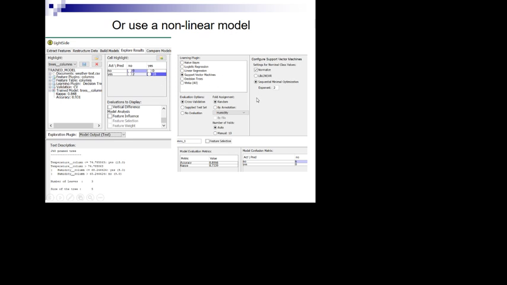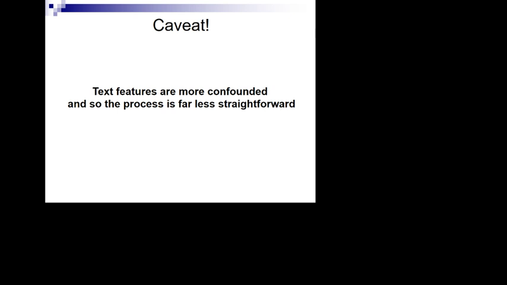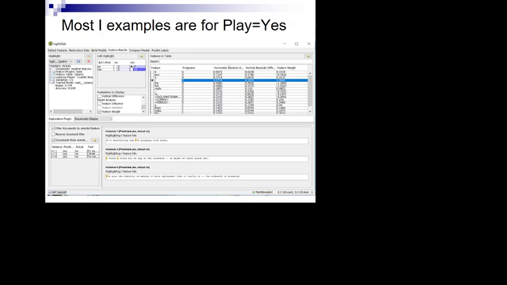Or if we use SVM with a nonlinear polynomial kernel, again, we get a substantially higher performance than we would in a cross-validation with just the 2 features separately on a linear model. In that case, I didn't show it here, but you can try it yourself. You would end up getting a negative kappa. So we can expect the text features would be even more confounded here, and so the process would be a little bit less straightforward in terms of how to fix it.